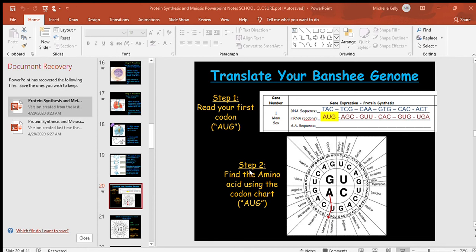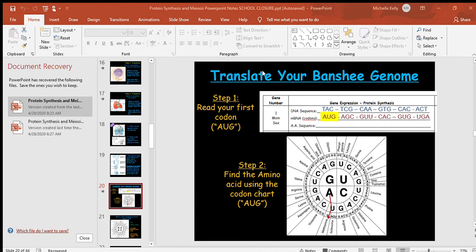The A is first. Go to the quadrant with the big A. The U is second. Then within this quadrant, find in the second layer of letters U. There it is. And then the third letter is G. Within this little U slice, find the G. So AUG codes for methionine. Now, you're not going to write the whole methionine here, it would be annoying. So just write the first 3 letters.